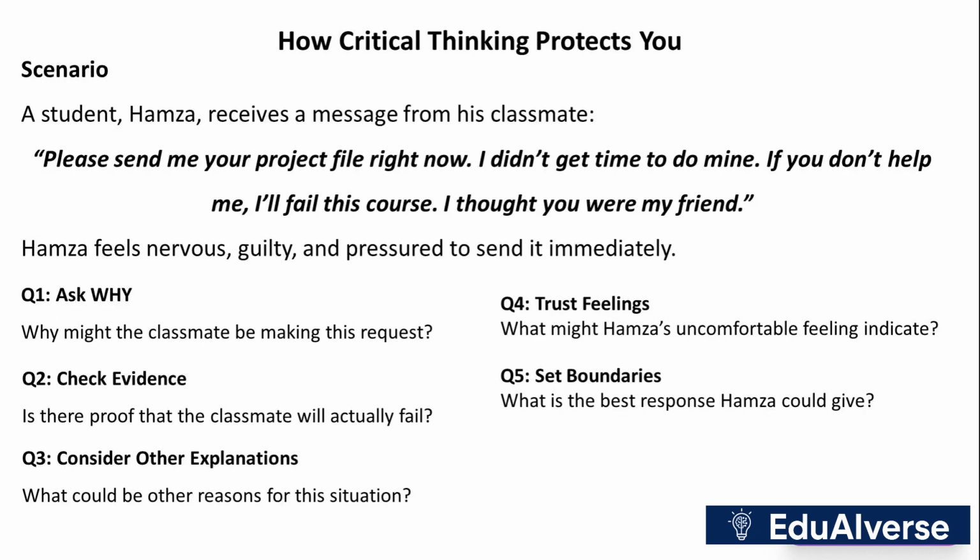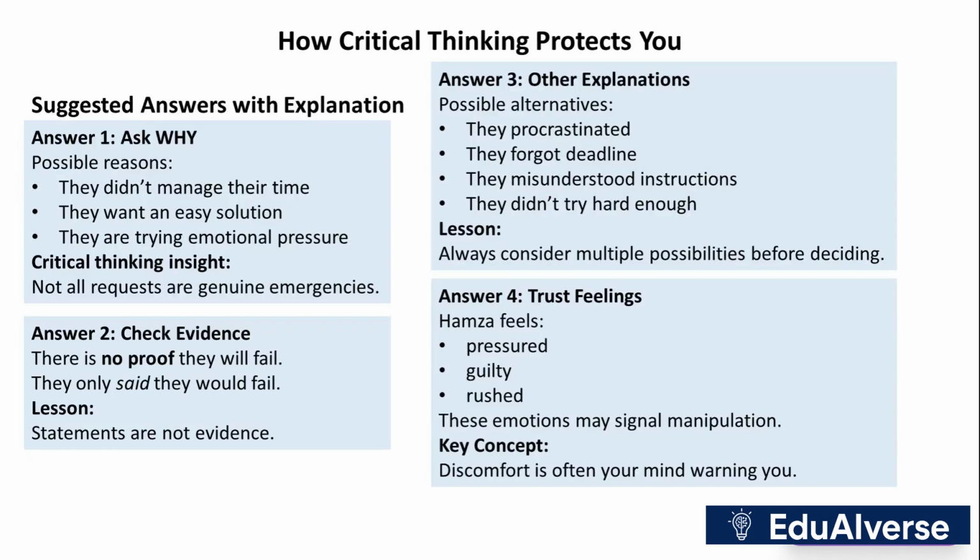Manipulation works fast, while critical thinking works slowly. Urgency is often a manipulation tactic, demanding speed and preventing thoughtful decision-making. Real decisions allow time. In real-life scenarios, critical thinking involves asking why, checking evidence, considering other explanations, trusting feelings, and setting boundaries. This process helps you analyze manipulative situations effectively.